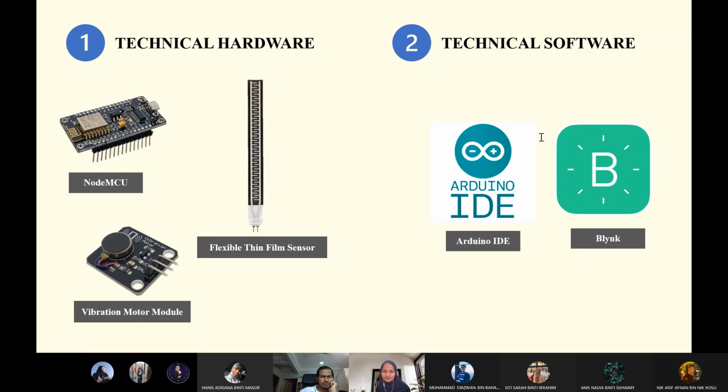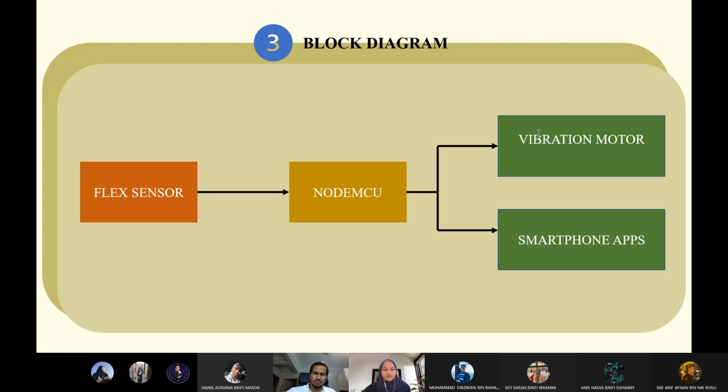Okay. Second is the technical software. For technical software, this project used Arduino IDE to sketch the data to the Node MCU, and Blynk app was used because it's compatible with every device, either iOS or Android software system. So we go on with the block diagram.